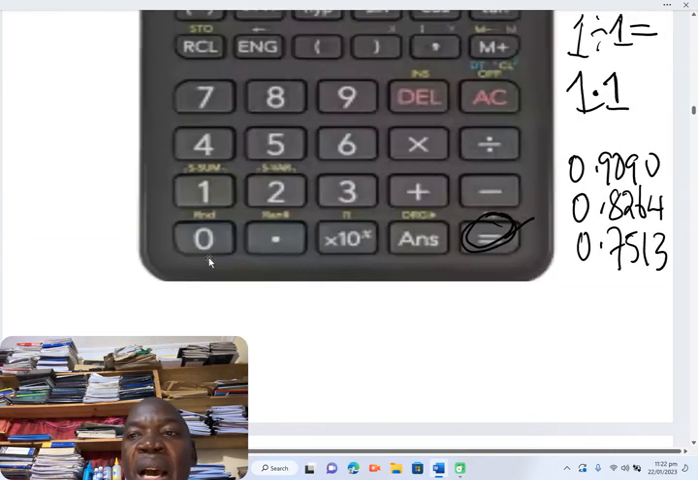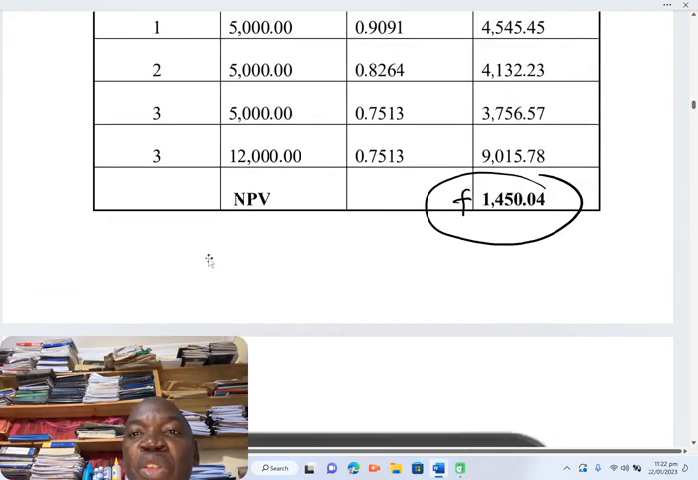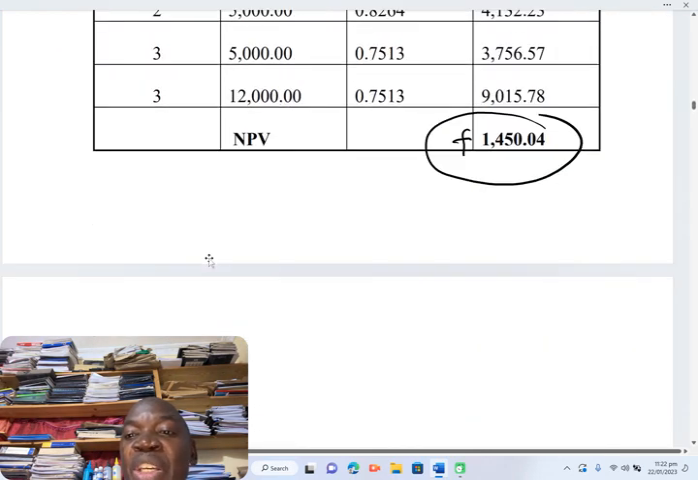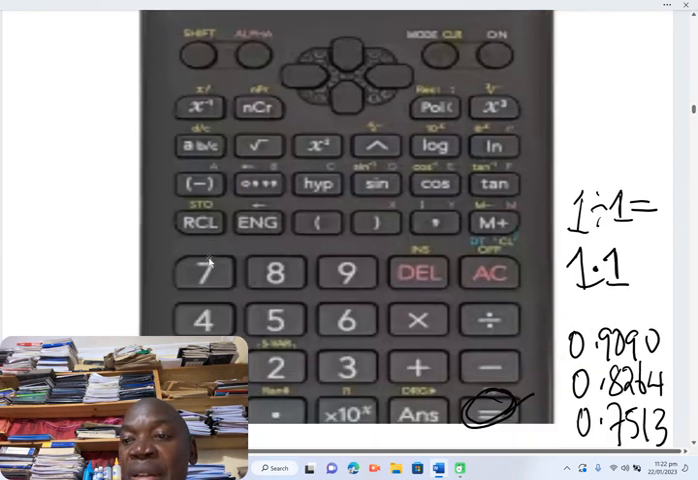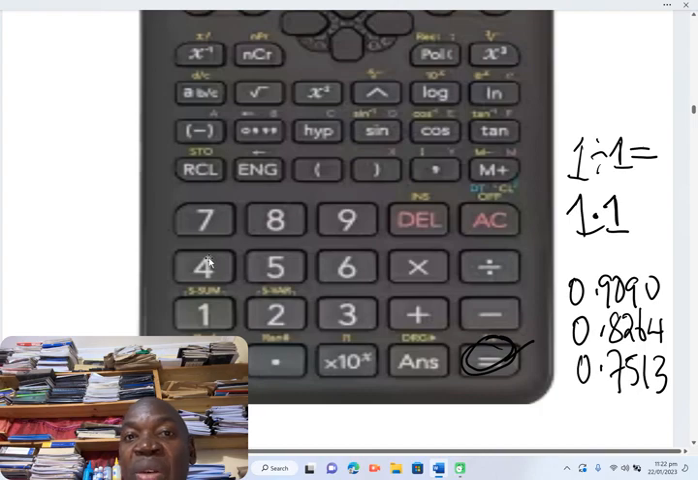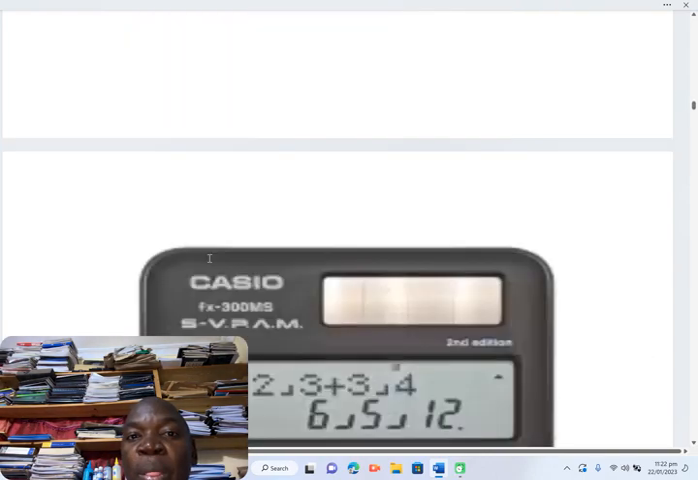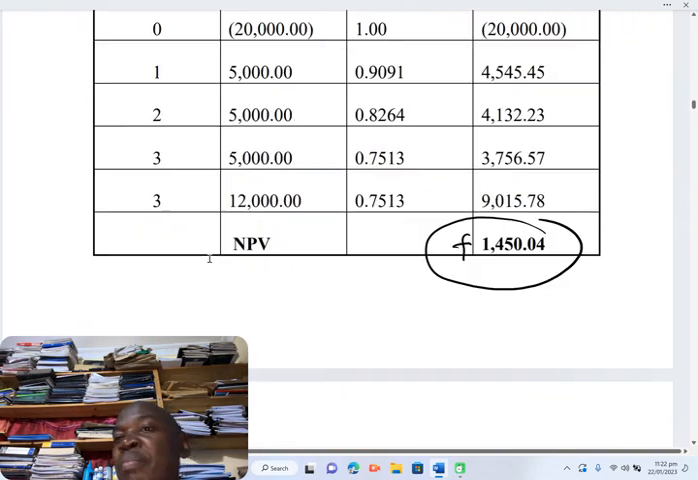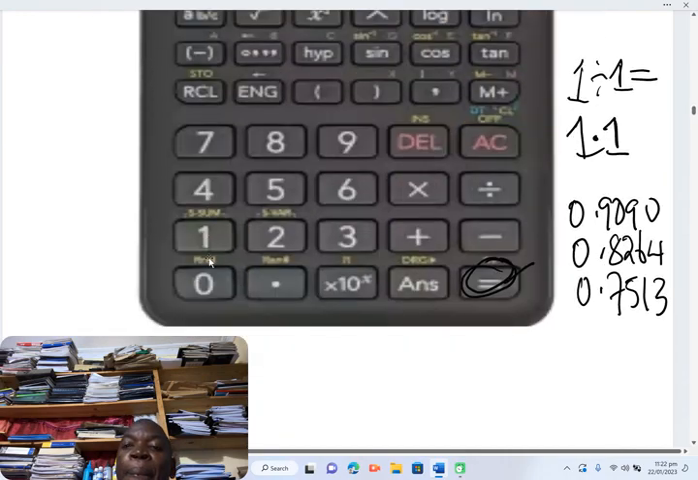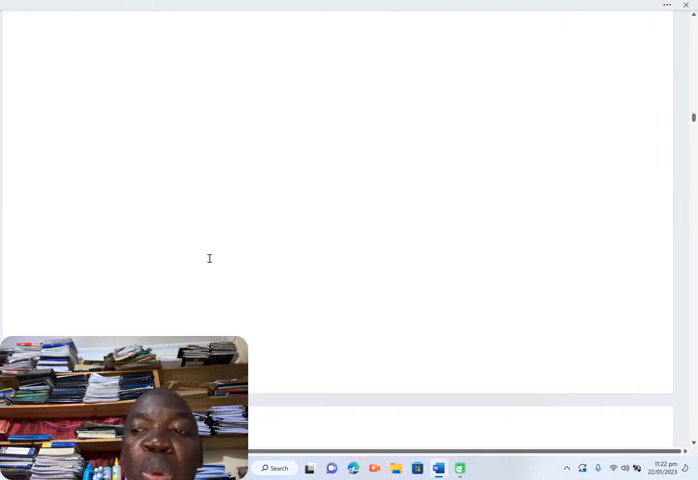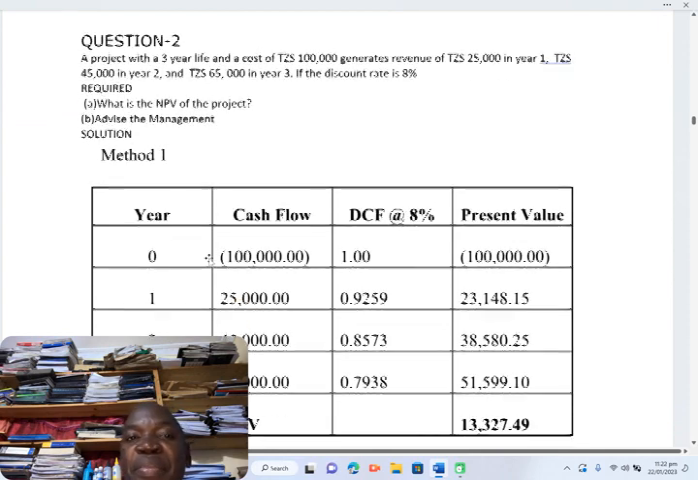And I use a different way of computing, but first of all, you have to get acquainted with using this calculator here. It's a very easy calculator to use and to solve this problem. Okay, let's go to another problem.